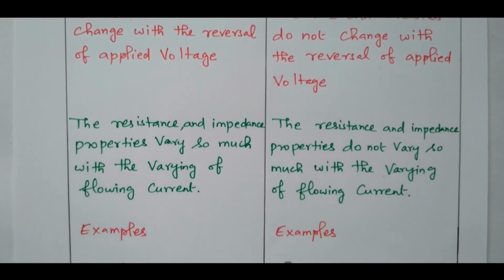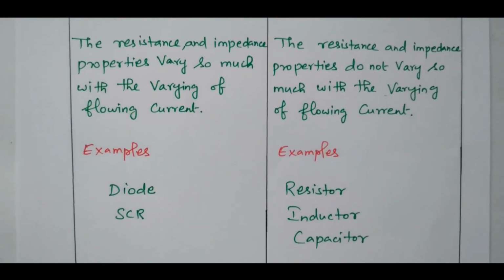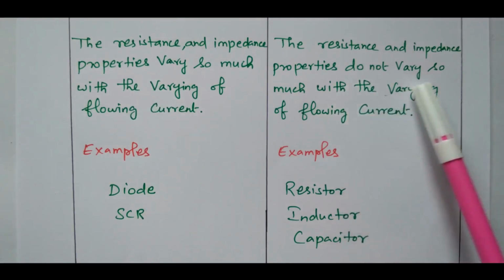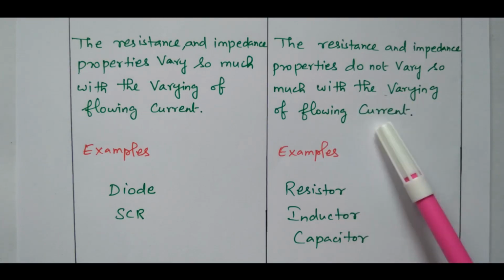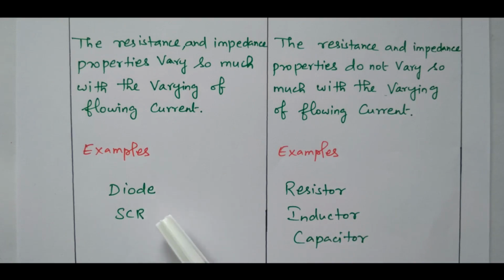And one more point is available. In a unilateral element, the resistance and impedance property vary so much while varying the flowing current, right? But in a bilateral element, the resistance and impedance property do not vary so much with the varying of the flowing current, right? Why? Because for a diode or SCR, positive voltage applied to the anode means forward bias, negative voltage means reverse bias, so it will vary the property, but here not like that.